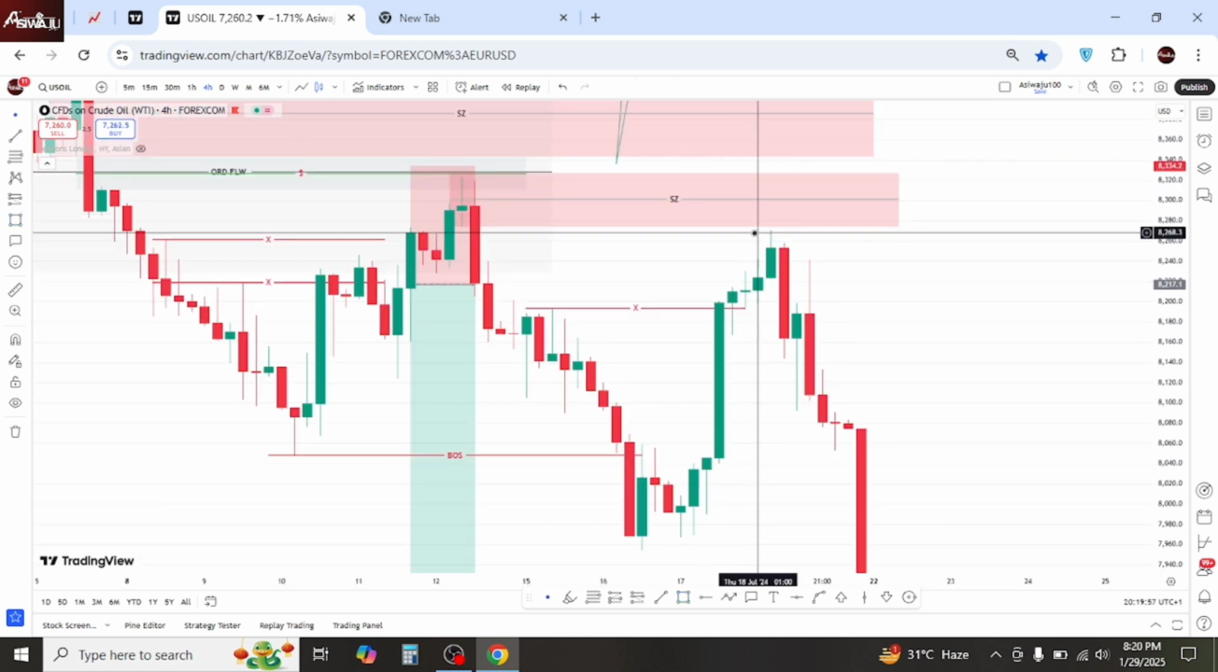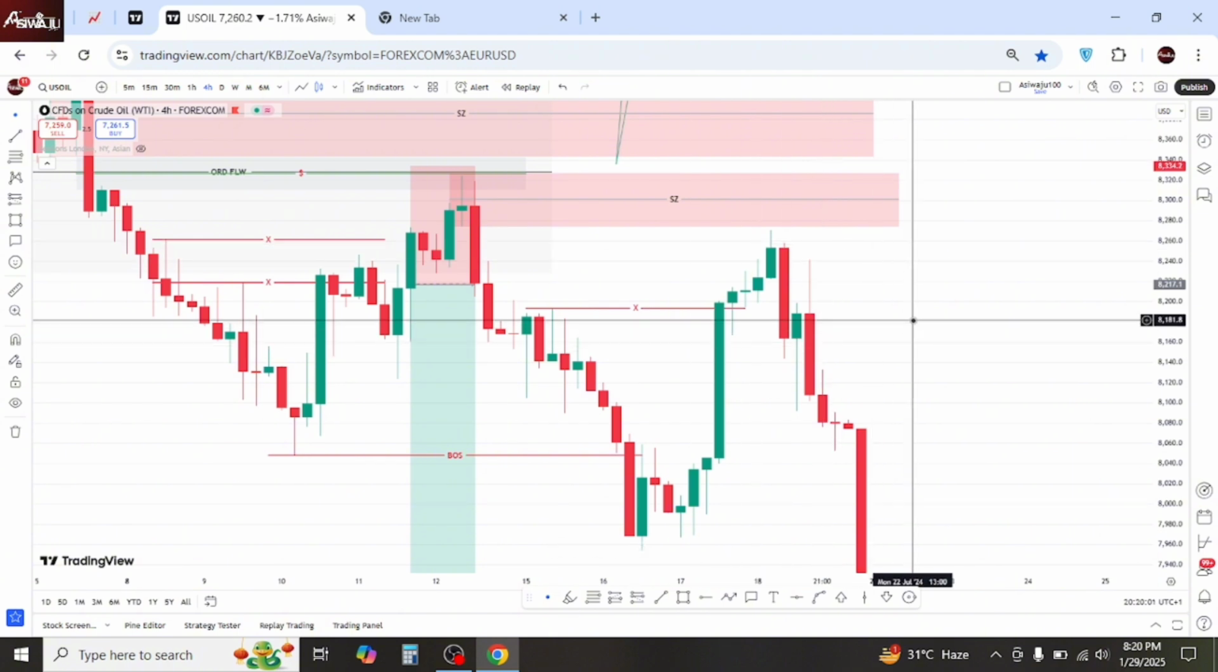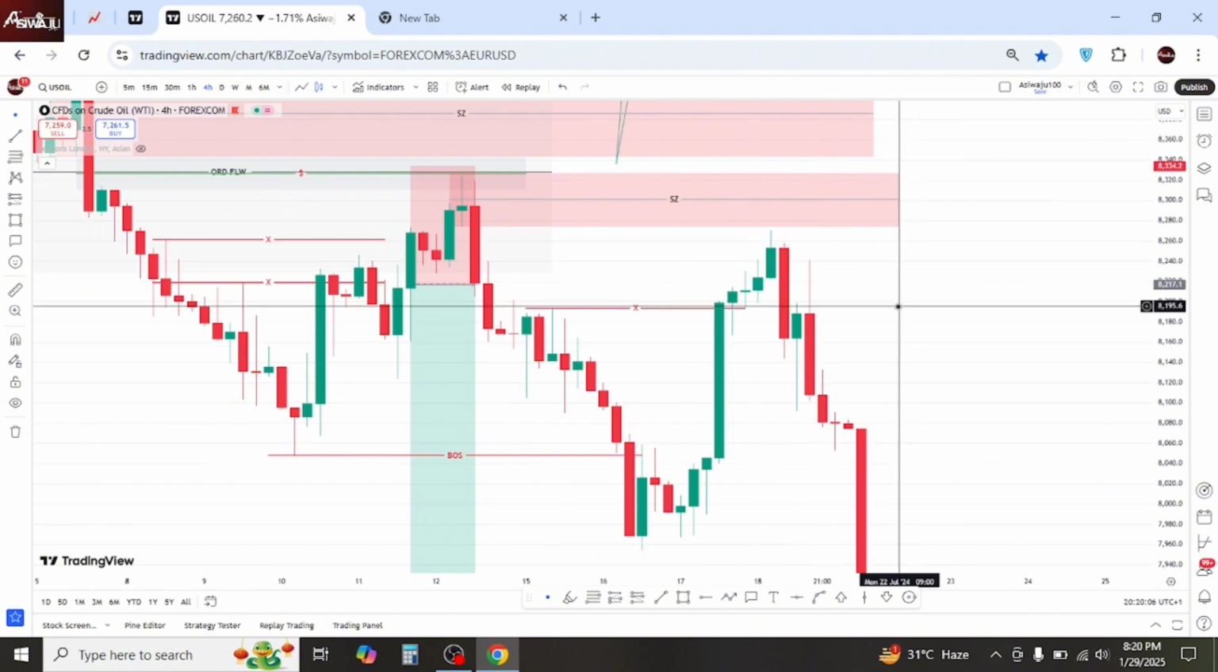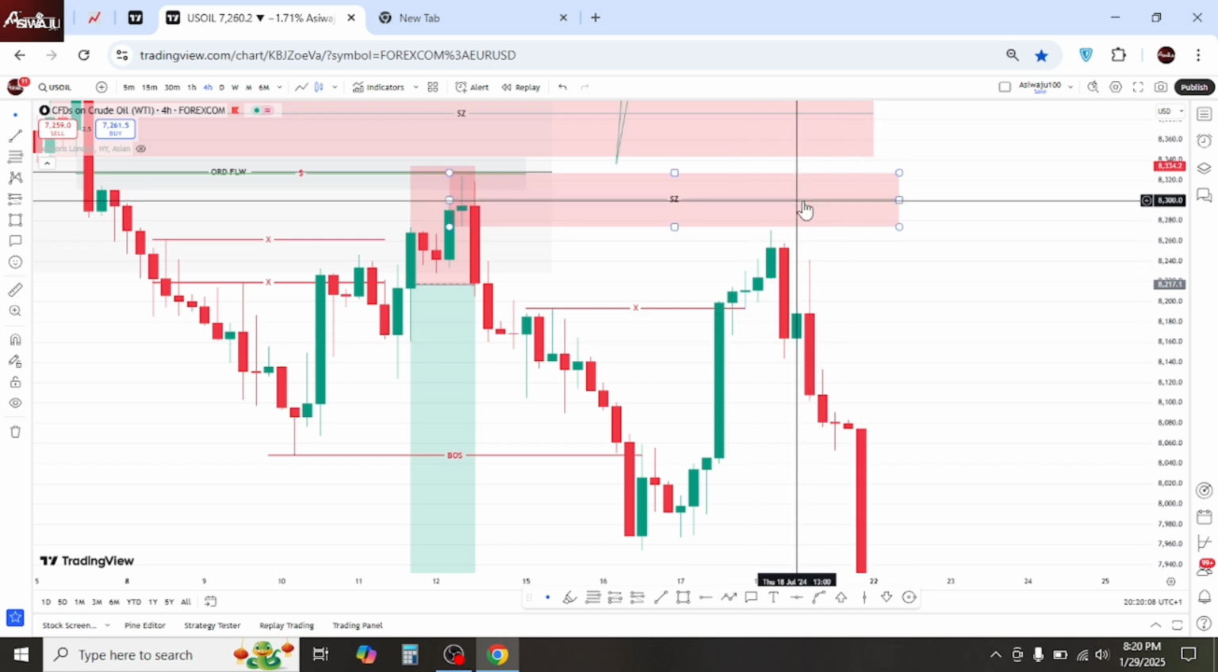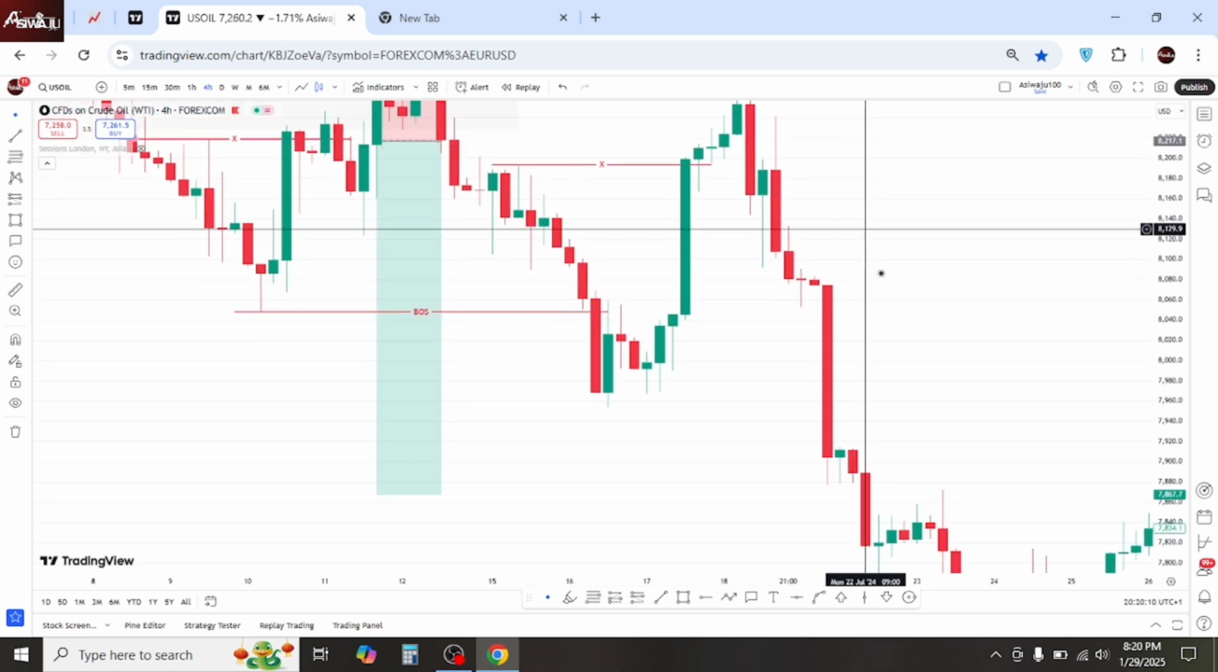Price didn't even mitigate this supply level. Now, if you are the kind of trader who trades making use of supply and demand levels only, you'll be missing out. You eventually miss out on this trade too. Now let's go on.